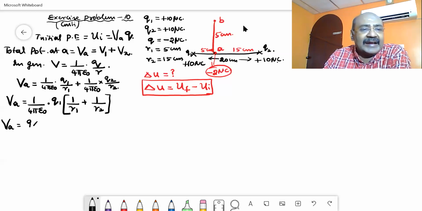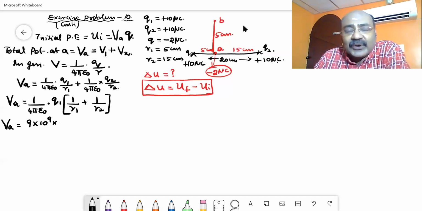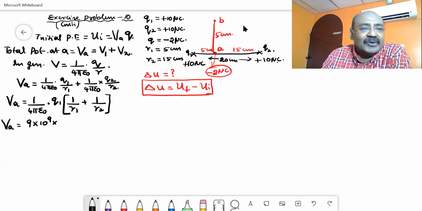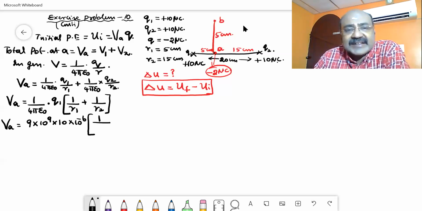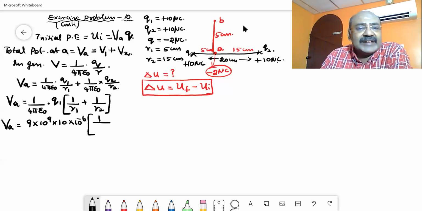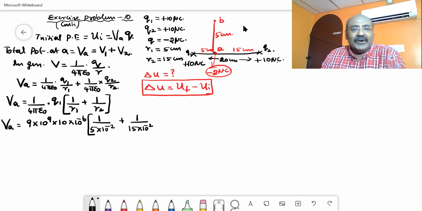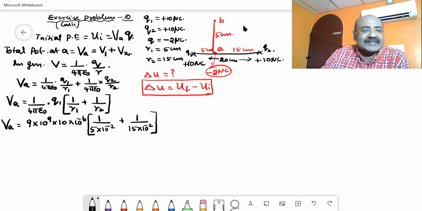I can write 9 into 10 to the power of 9 into, what is Q1 and Q2? Q1 or Q2 is 10 microcoulomb. So 10 into 10 power minus 6 multiplied with 1 divided by, what is R1? R1 is considered to be 5 centimeter. So it is 5 into 10 power minus 2, plus 1 divided by, what is R2? 15 into 10 to the power of minus 2. Here also you can take 10 power minus 2 as common.